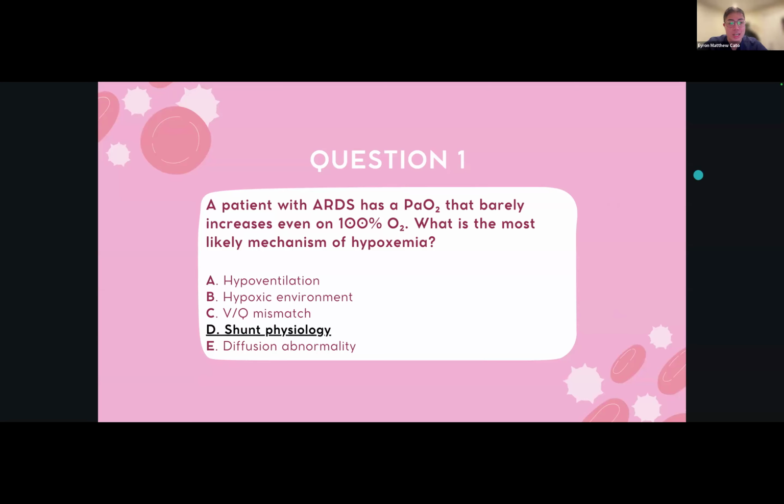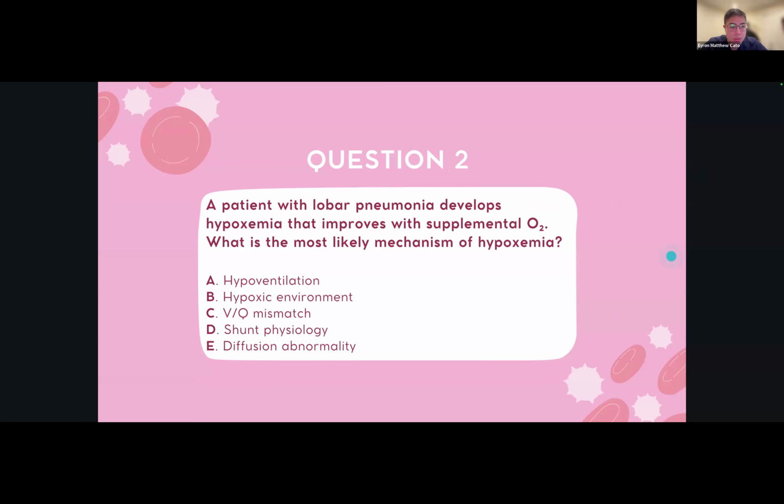So actually, for this patient, this is a shunt physiology. So in ARDS, this is actually a pulmonary shunt. So in this case, there's zero ventilation to the alveoli. So while there's still adequate perfusion, this zero value in the V portion of the VQ represents pulmonary shunting. So shunted areas have no ventilation. So providing even 100% O2 will not improve the patient's hypoxemia. So we can go to the next question.